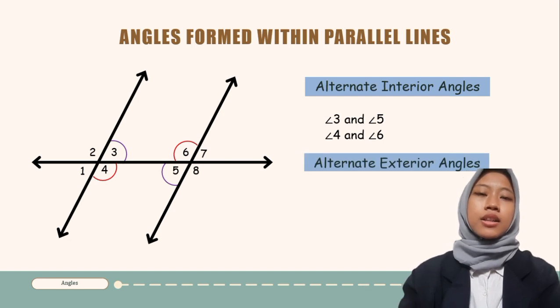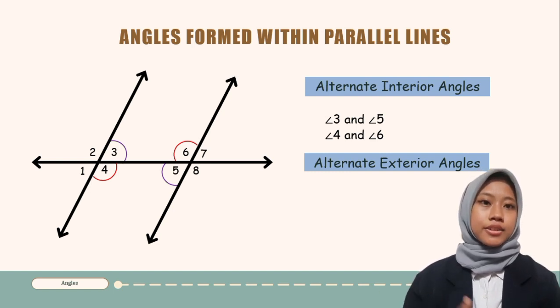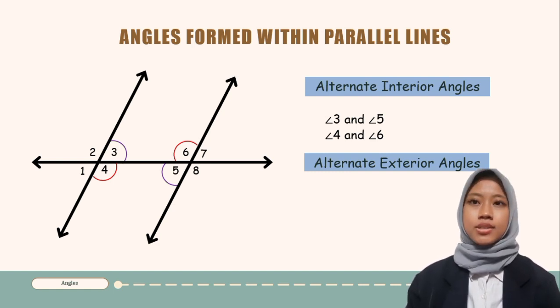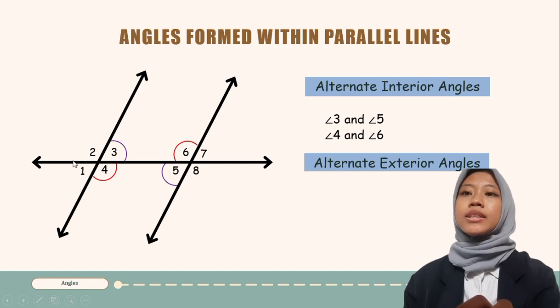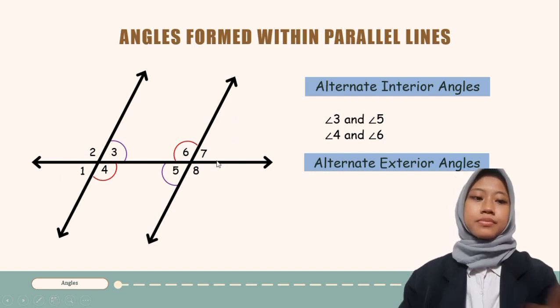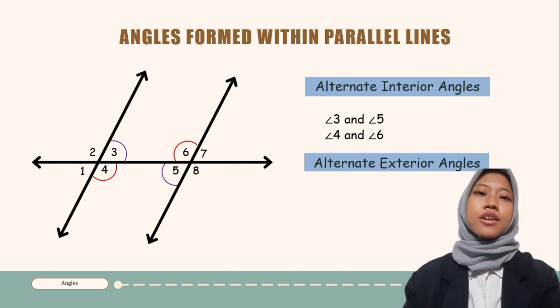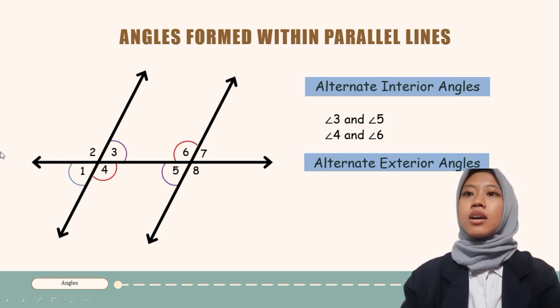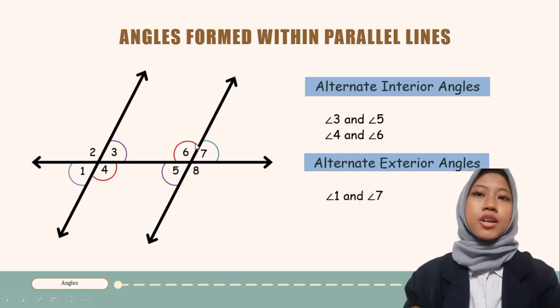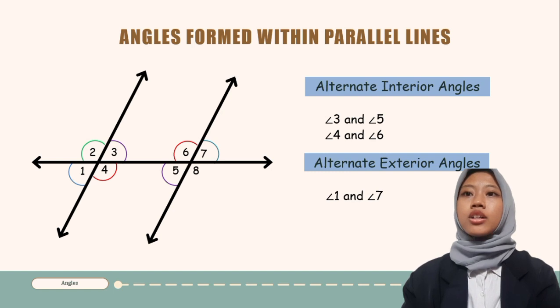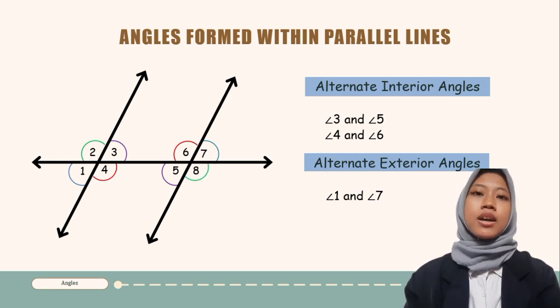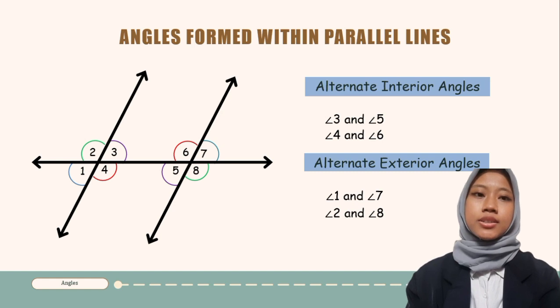Next, there are alternate exterior angles. Alternate exterior angles are on alternate sides of the transversal and they are outside of the parallel lines. Look at this part and this part. So alternate exterior angles are like angle 1 and angle 7, and then angle 2 and angle 8 are alternate exterior angles.